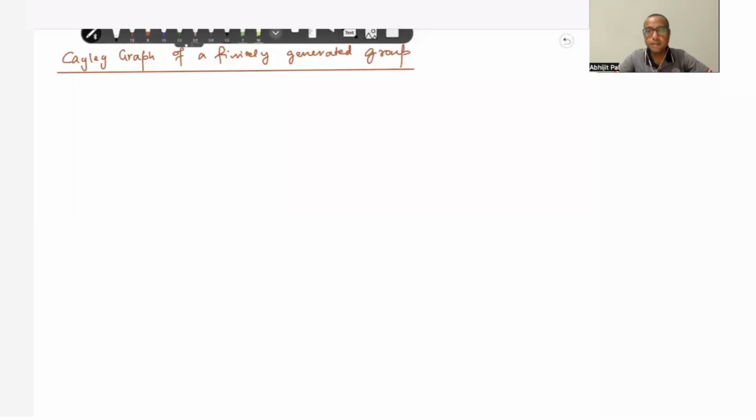Hello. In this lecture, we'll first learn about the Cayley graph of a finitely generated group, and then we'll learn about quasi-isometries. Corresponding to a finitely generated group, you can have this Cayley graph, and suppose you change the generating set, then you'll get two Cayley graphs, and these Cayley graphs will be quasi-isometric to each other. So let us first begin with the definition of the Cayley graph.